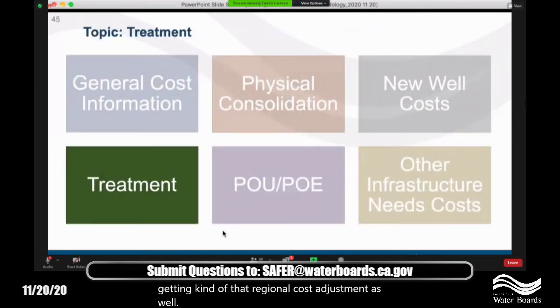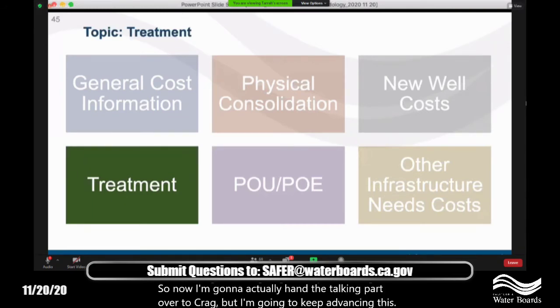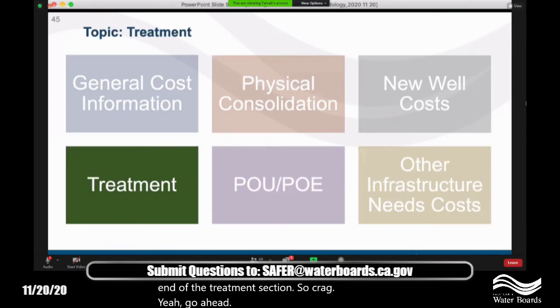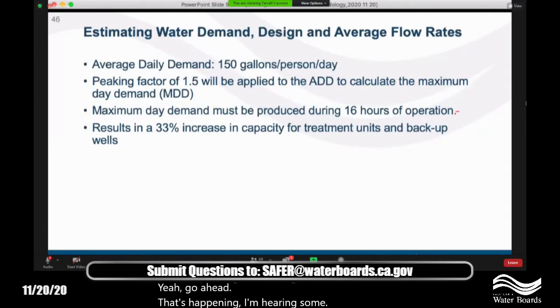So now I'm going to hand the talking part over to Craig, but I'm going to keep advancing the slides. So if you hear him prompt me, that's what's happening there. And then I'll take it back after the end of the treatment section. So Craig? Yeah, go ahead. And as that's happening, I'm hearing someone clearing their throat. I'm going to mute all, and then Craig, unmute you, okay? Sure.